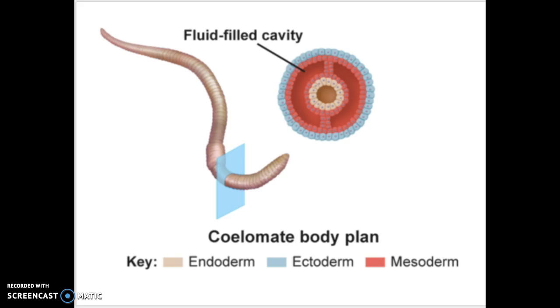A very simple animal with a complex body plan, believe it or not, is the earthworm. You can see there that the endoderm, the very inner layer of tissue, is completely separated from the ectoderm and the mesoderm. So it is kind of an inner tube within a tube.